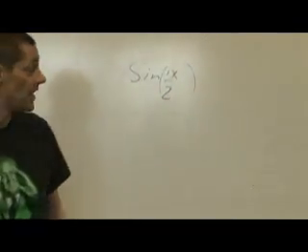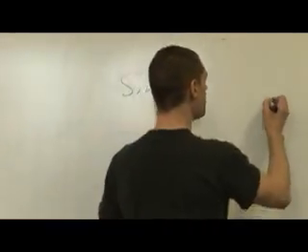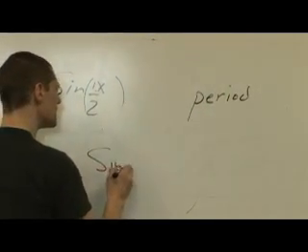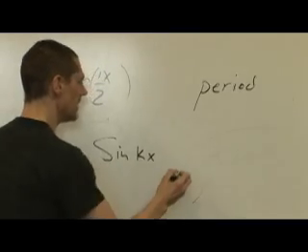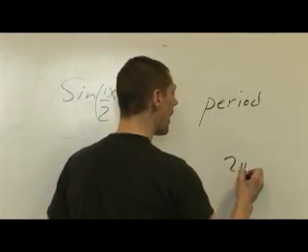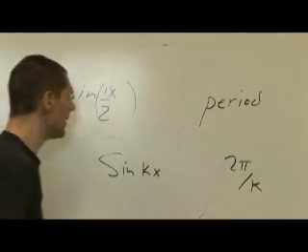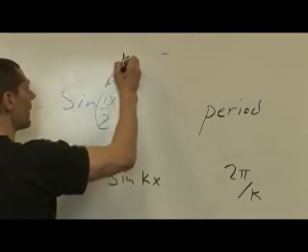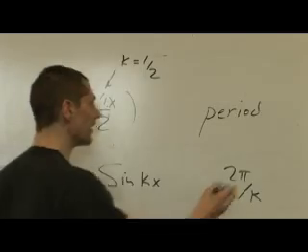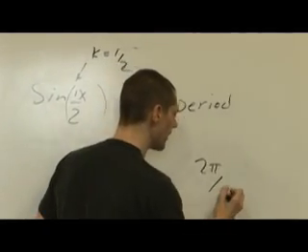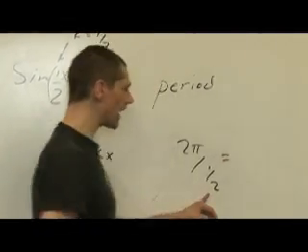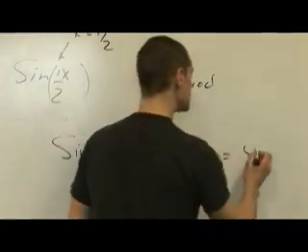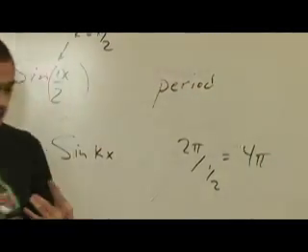What's going to happen here? Well, it's important to know how to figure out the period. The period for anything that looks like sine kx is 2 pi divided by k. So in this case, when k right here is 1/2, the period is going to be 2 pi divided by 1/2. Division by a fraction is the same as multiplication by the reciprocal. We just flip it around and multiply it. This is 4 pi.